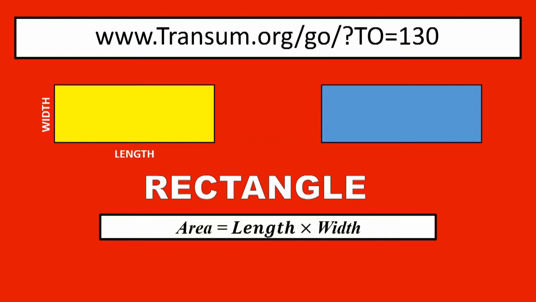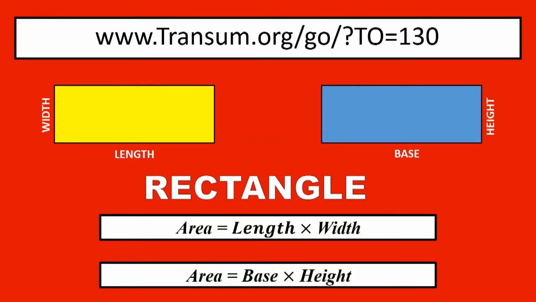But some people call the long measurement the base, or the one at the bottom the base, and the other one the height, the one that goes up the height. So you do the same thing, you multiply them together. So you could say the formula for the rectangle is the base times the height, or the height times the base. It doesn't really matter. As long as you multiply those two numbers together, that will give you the area.